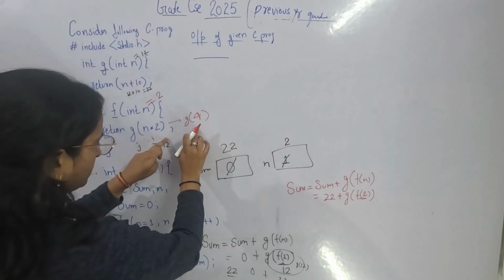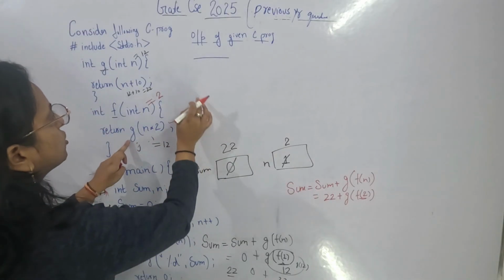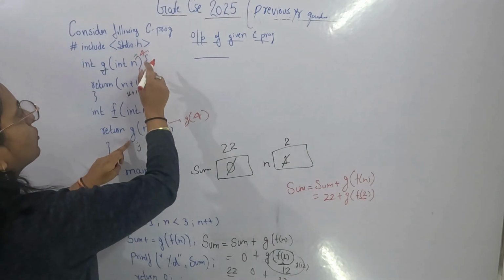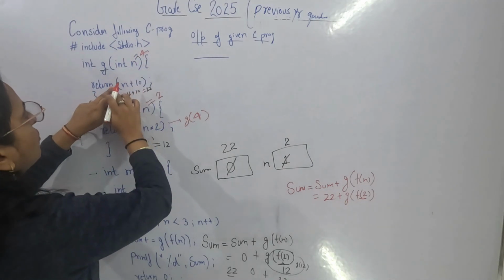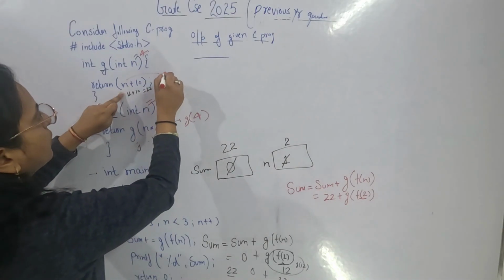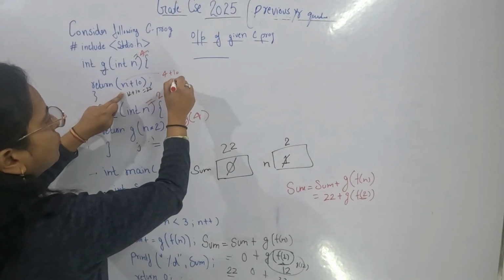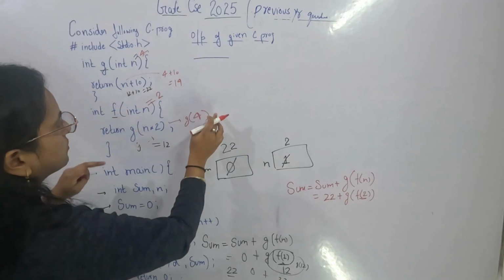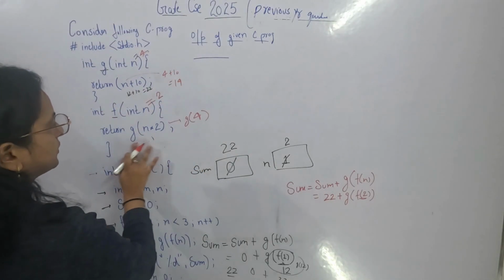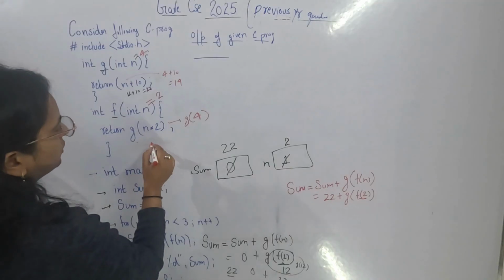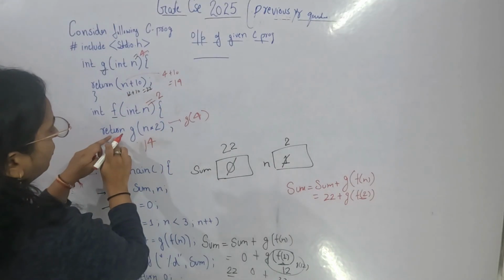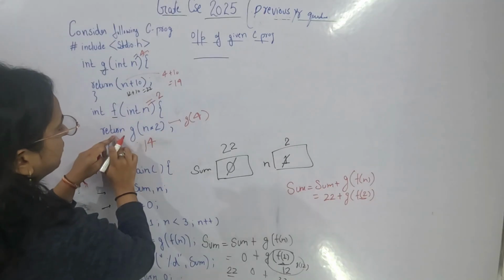Now this g of 4 you will go here. Now the n parameter is 4, and this return is 4 plus 10, that is 14. So this g of 4 is returning 14. We go here, and this is 14. So now this f function will return 14.